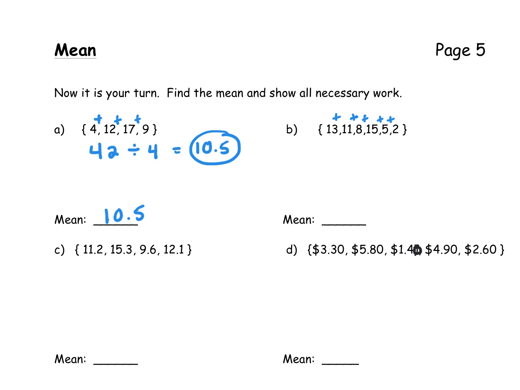For letter B, the sum is 54, and there are 6 data items, so we're going to divide by 6, and the quotient is 9. The quotient, again, is the result after dividing. In this case, it gives us the mean or the average, so the average is 9.